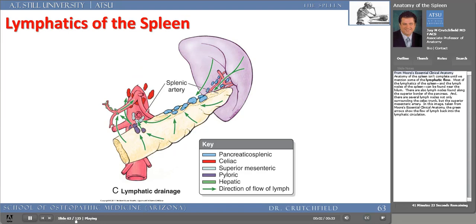Anatomy of the spleen isn't complete until we mention some of the lymphatic flow. Most of the lymphatics of the spleen and the lymph nodes of the spleen can be found near the hilum. There are also lymph nodes along the superior border of the pancreas, and there are several lymph nodes surrounding not only the celiac trunk, but the superior mesenteric artery. In this image, taken from Moore's Essential Clinical Anatomy, the green arrows show the flow of lymph back into the lymphatic circulation.